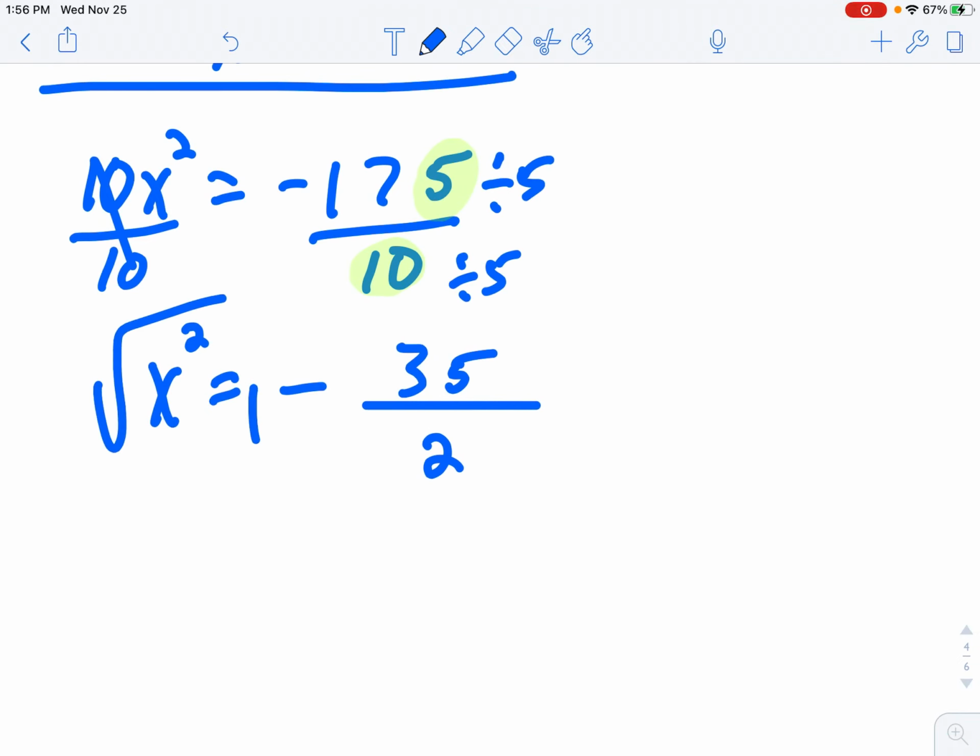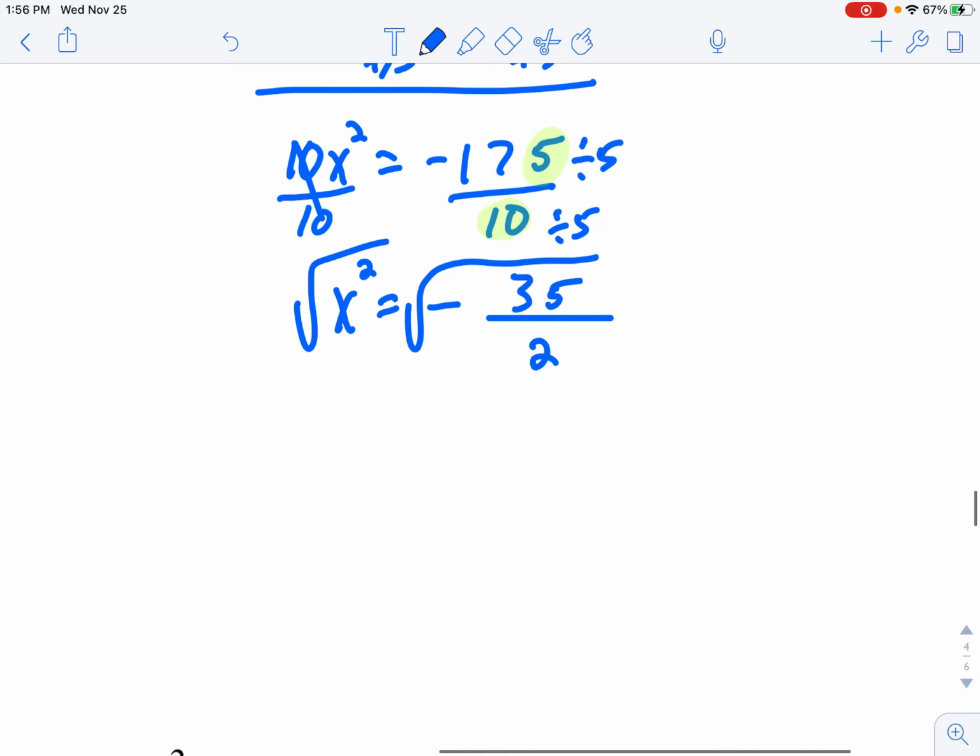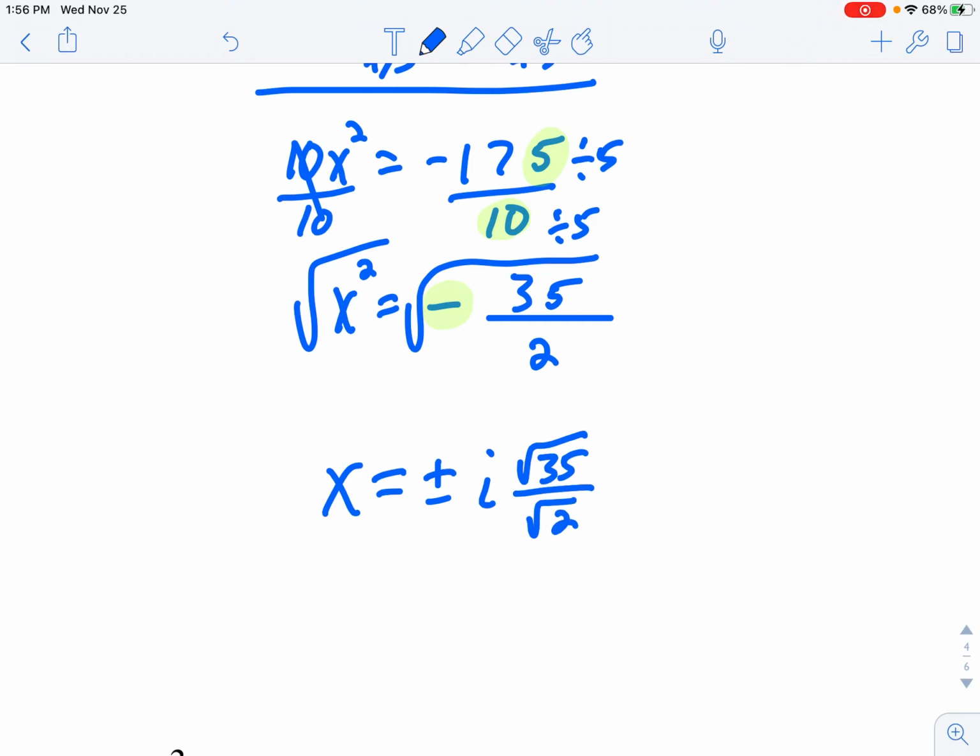Now we square root both sides. That isolates x. The square root property tells us to put a plus minus down. We're square rooting a negative. What does that mean? Square root of negative means we're going to have i in the answer. Square root of 35 over 2 is the square root of 35 over the square root of 2.